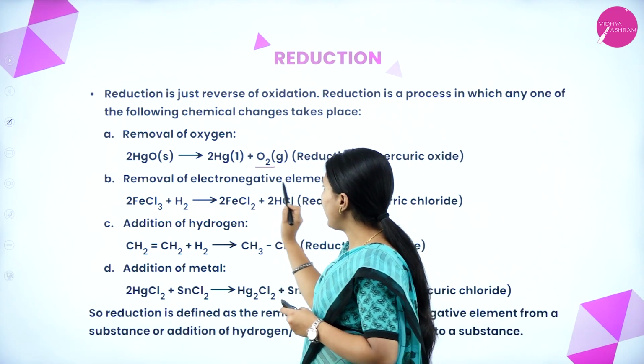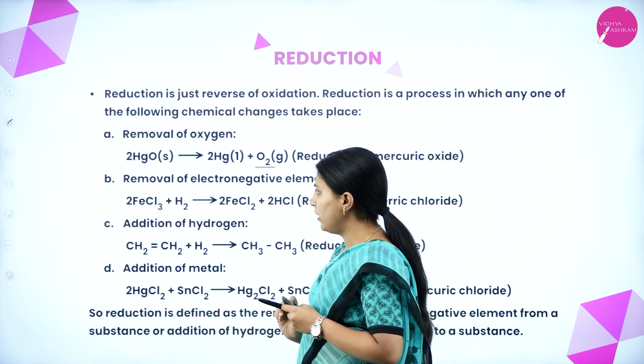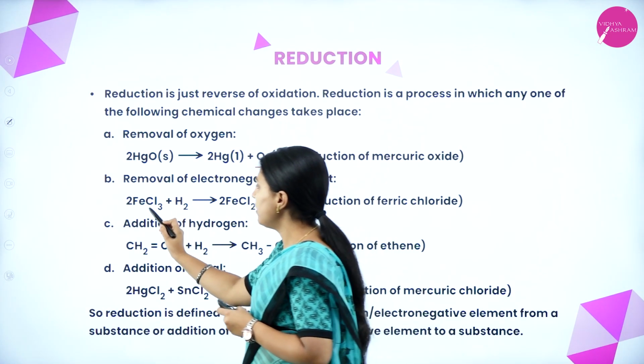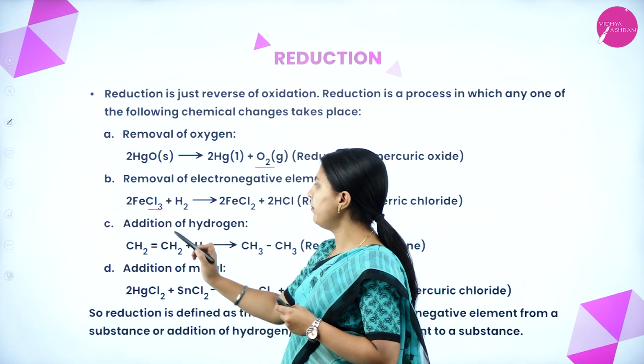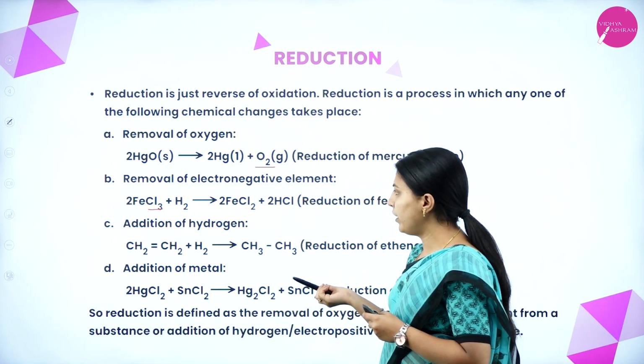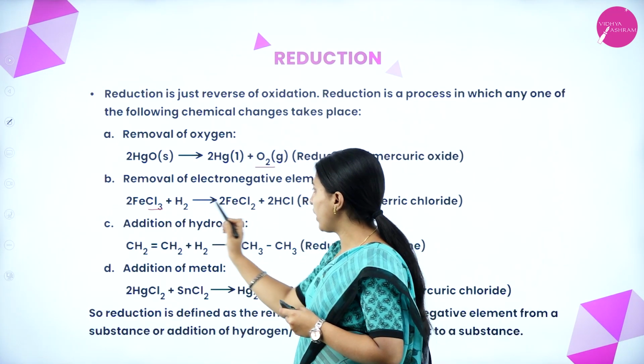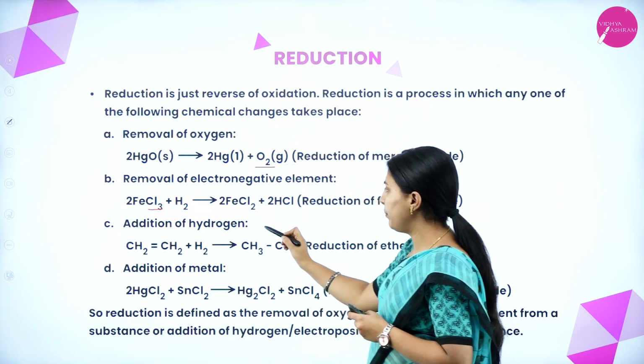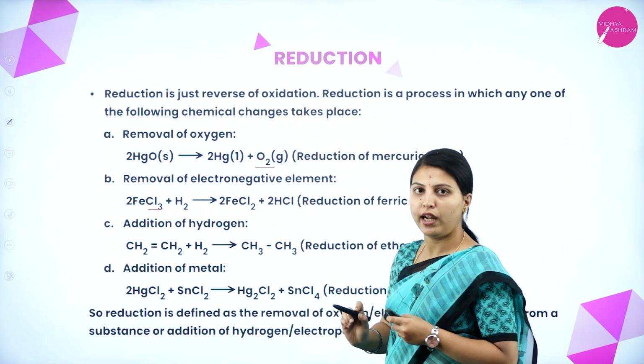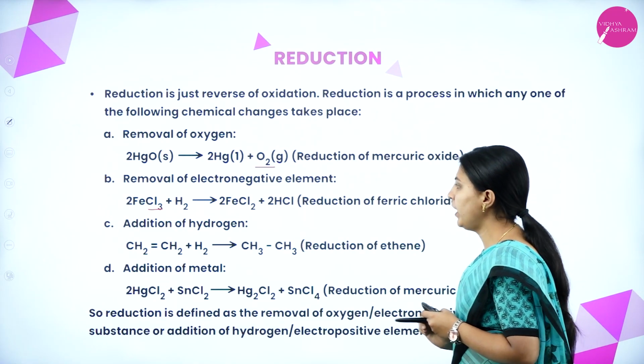Next, removal of electronegative element. Here the electronegative element is again chlorine only. Ferric chloride and hydrogen are going to react. From that ferric chloride, one chlorine atom will be removed and attached to that hydrogen. Reduction of ferric chloride will happen.